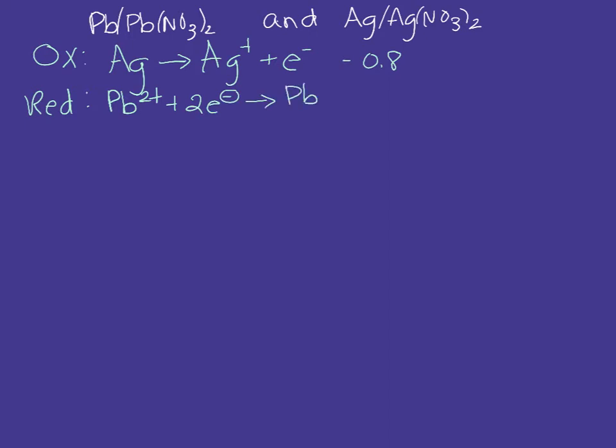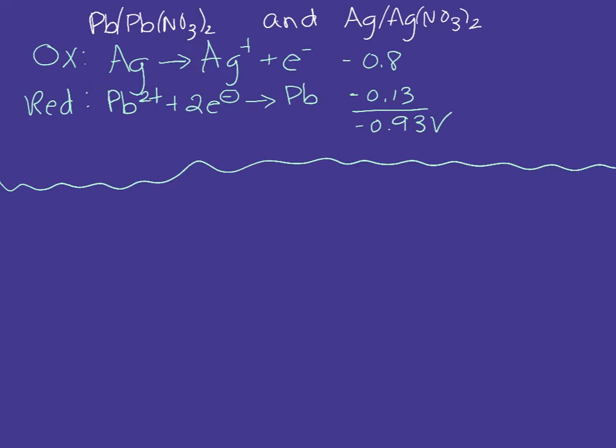So it doesn't matter which one you start with being oxidized and which one being reduced, because we're just going to keep working on it until we get a value that is positive. So one way has to work and one way won't work. So we'll know right away when we add this up. And let's see, lead is negative 0.13. So obviously when we add these up, we're going to get negative 0.93 volts. And that is not going to work. So now we're going to have to flip this over and try this the other way.